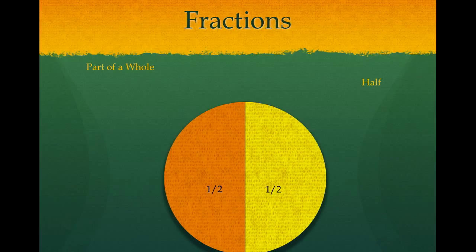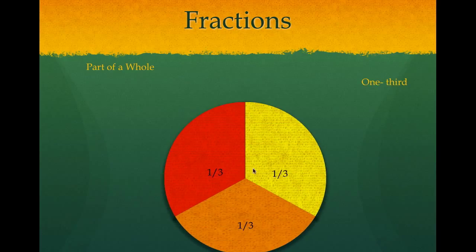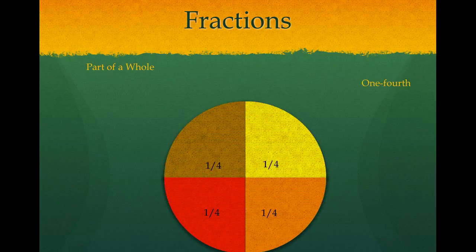Now if we divide this into three equal parts, then each part is called 1/3, and this fraction is represented by 1 by 3. And if we divide it into four parts, we'll have 1/4 for each part, and we'll represent each part as the fraction 1 by 4.